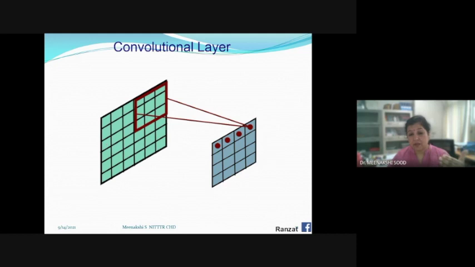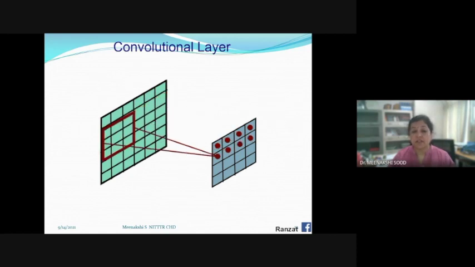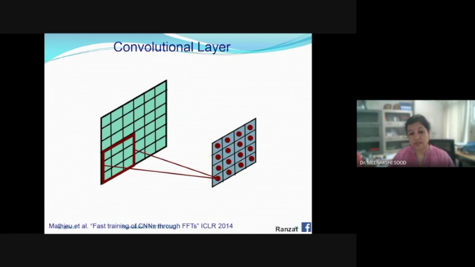This kernel is responsible for finding a particular feature, that may be an edge, a color change, a contrast change, whatsoever. We move this kernel over the entire image and replace each set of pixels with one value in a feature map. You can see the size was 6 cross 6, 36, and we have reduced it to 4 cross 4, depending upon the size of the kernel.